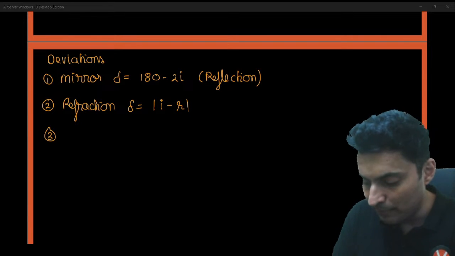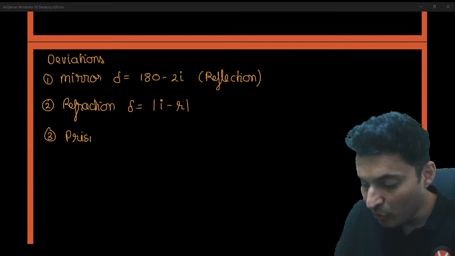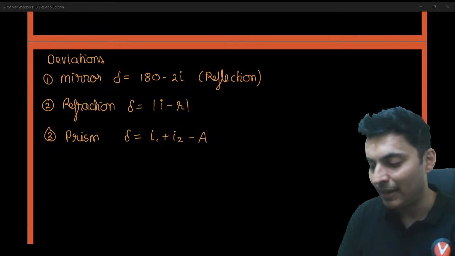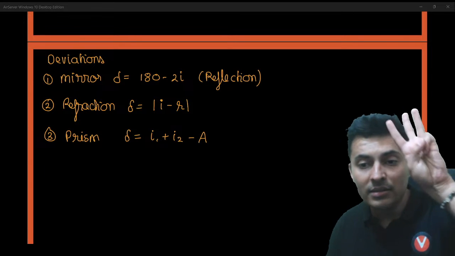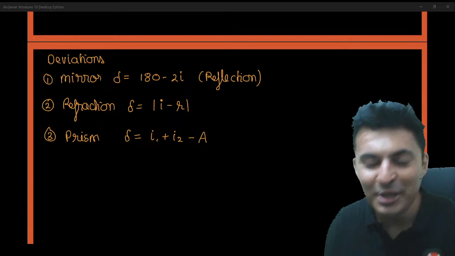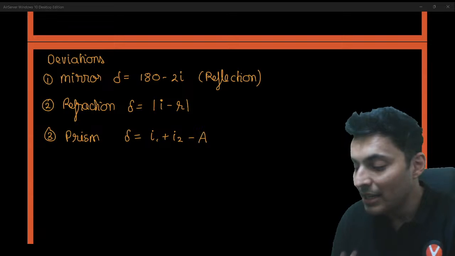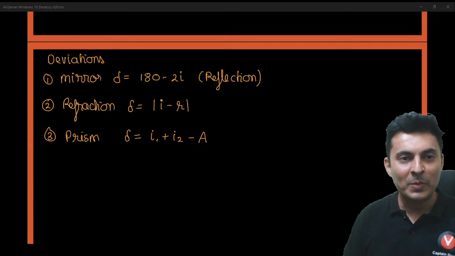Third, for a prism, delta is I1 plus I2 minus A. These are three separate formulas. Many people think I can use anything anywhere, or don't even realize when they commit a mistake.